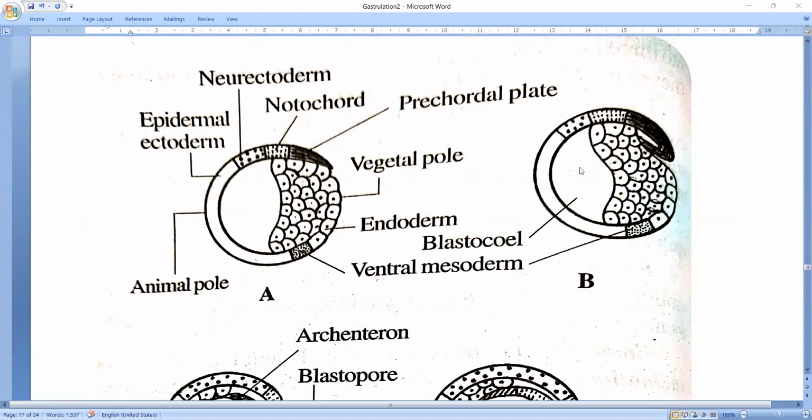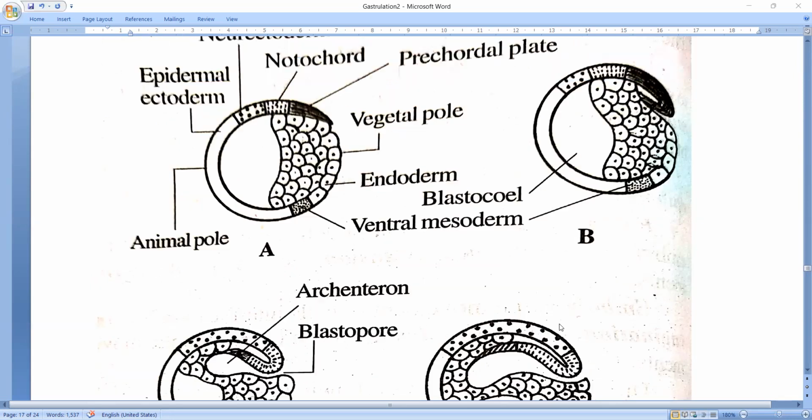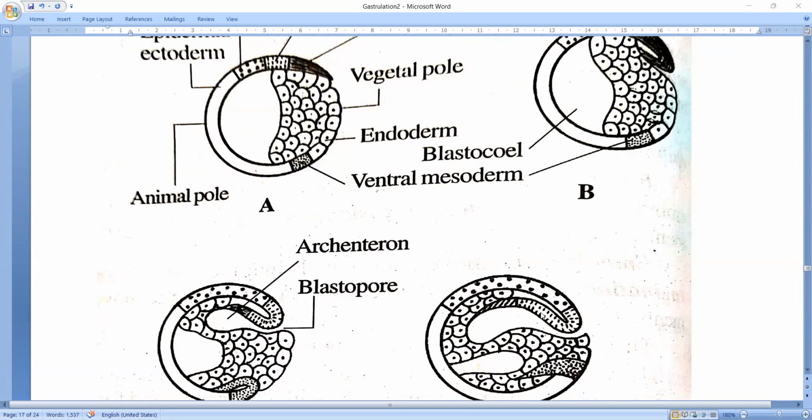Neuroectoderm size is increasing here. So this part will become the brain and spinal cord of the embryo. Okay, so then what is next? So this is the notochordal area and this is the precaudal plate.